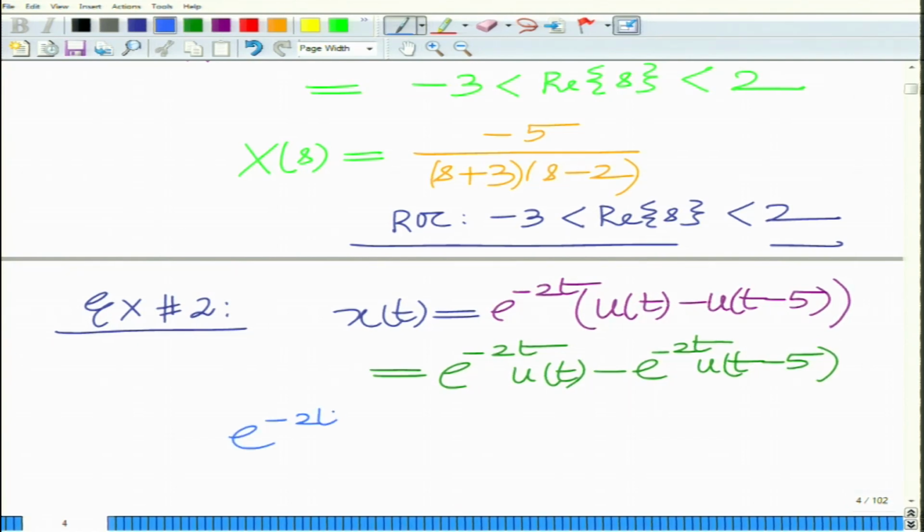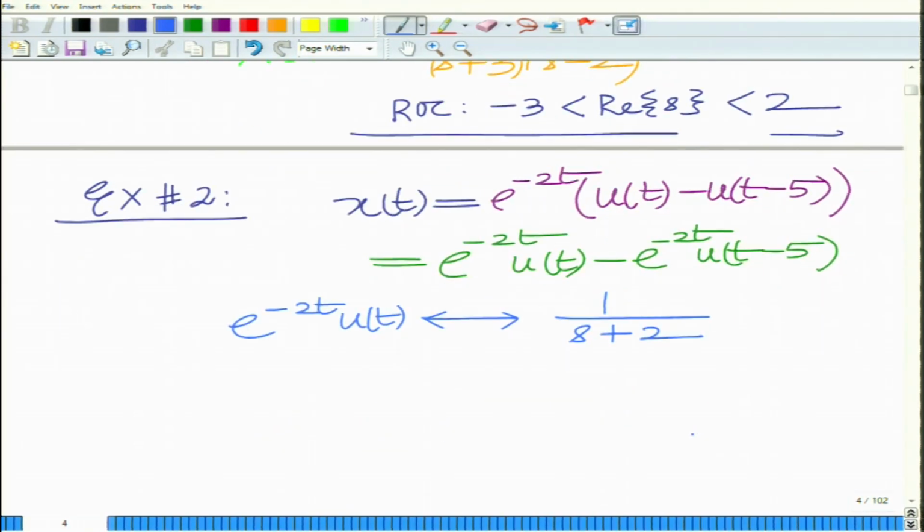Now, e raised to minus 2t u(t) is a right handed signal. This is e raised to minus a t u(t) with a equal to 2. So, it has the Laplace transform 1 over s plus 2, and the ROC is of the form real part of s greater than minus 2, because this is a right handed signal.